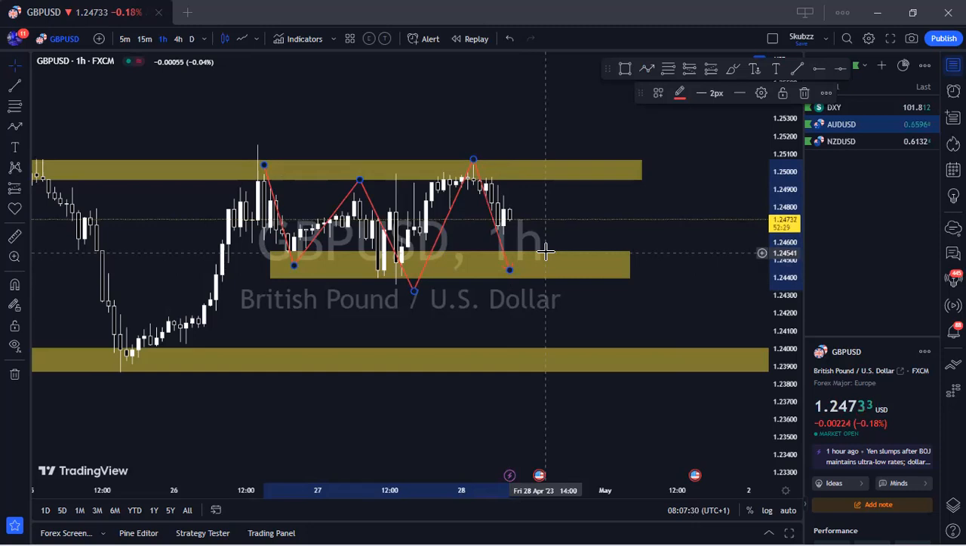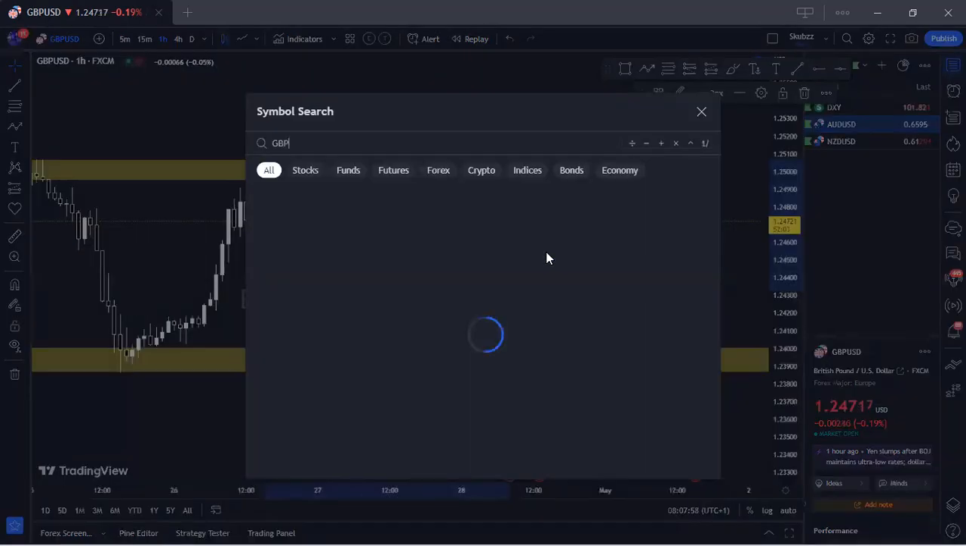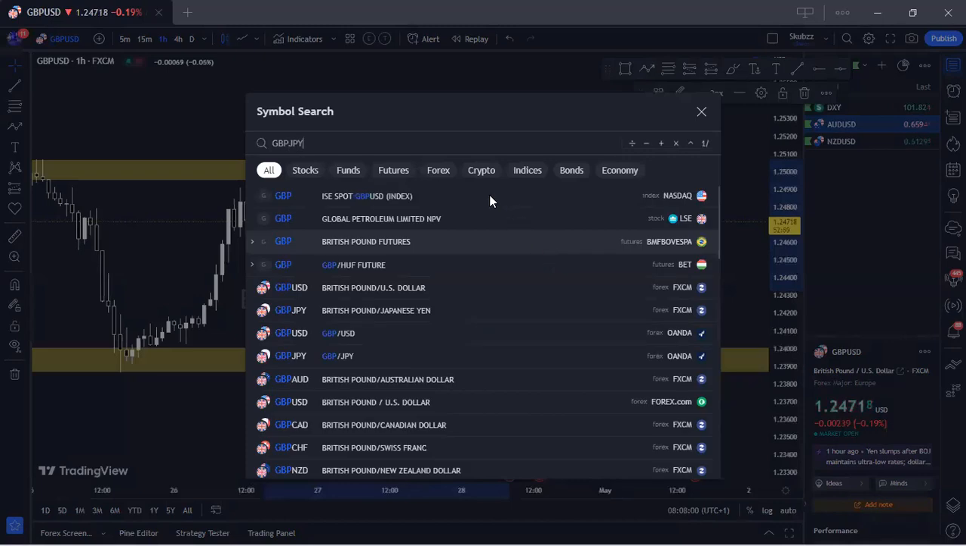Is there any other pair you guys want us to take a look at? Just check GJ for me. GJ. Okay, so let's check GBP JPY.